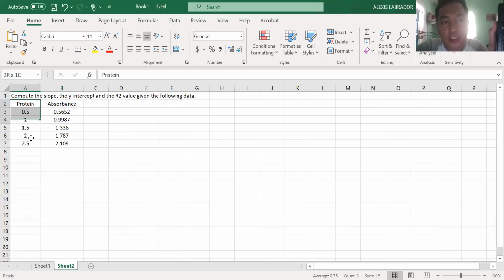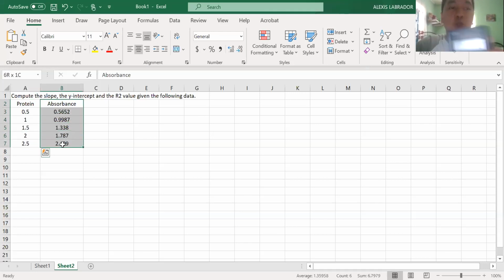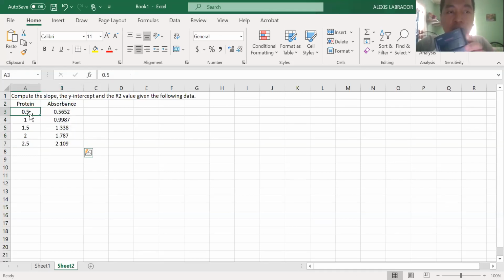So dito, yung ating protein concentration, that is the x value. Ito yung una nating input. Tapos yung y value, yung huli nating input, ay yung absorbance, okay? So paano natin gagawin yung pag-record or pag-input sa calculator?